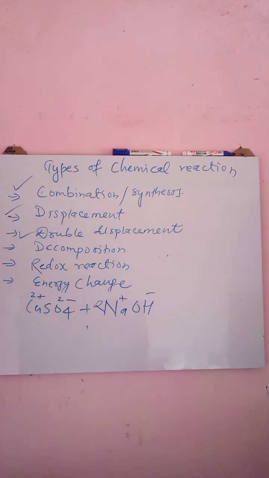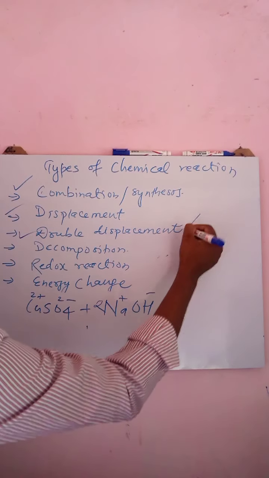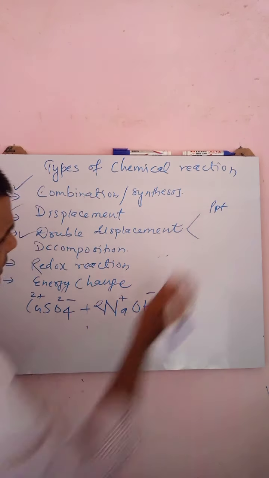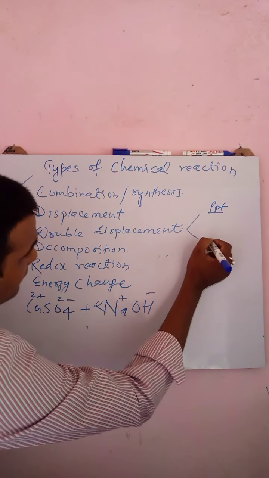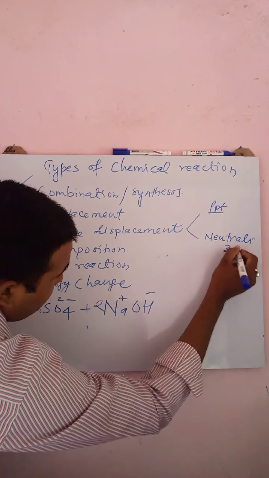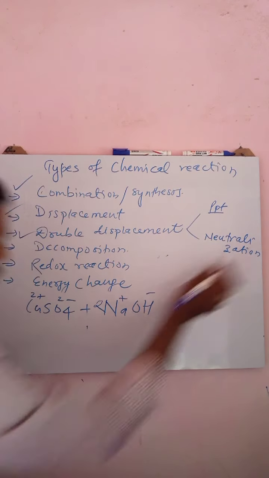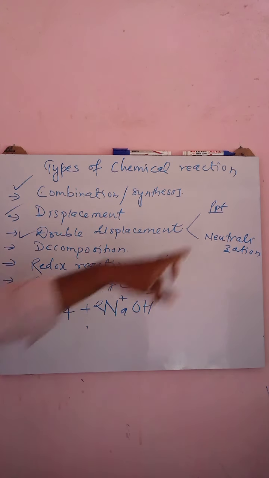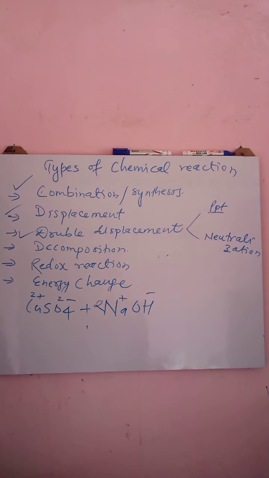If you talk about the classification of double displacement reaction, it includes precipitation and neutralization. One more is known as titration. This thing I have already told you all. Just a hint I am giving you all. Further, double displacement reaction can be classified into precipitation and neutralization type of chemical reaction.